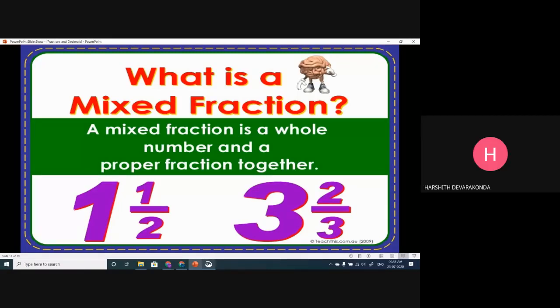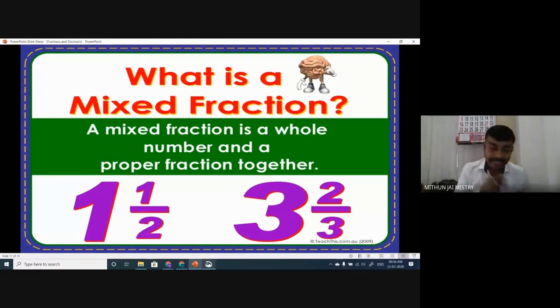A mixed fraction is a whole number and a proper fraction together. Whole part and fraction part together. That much only. Yeah, thank you, Harshit. I said to read it out, but I meant read among yourselves, internally.